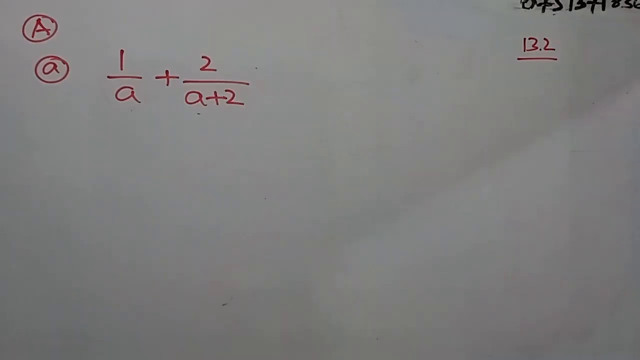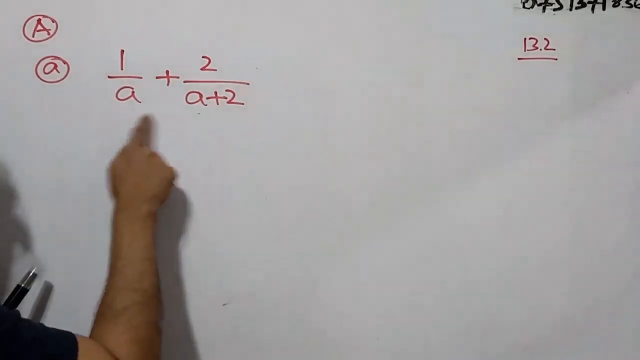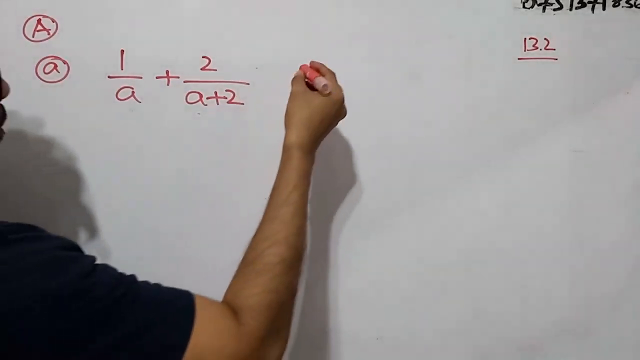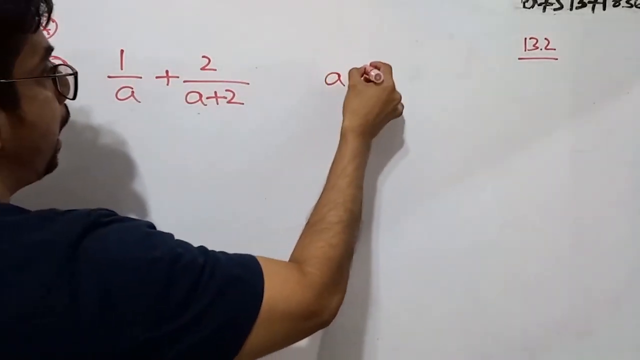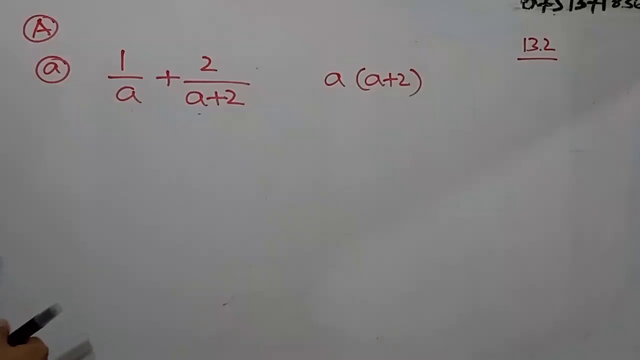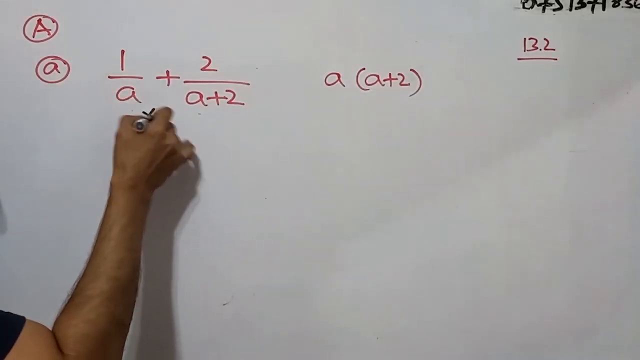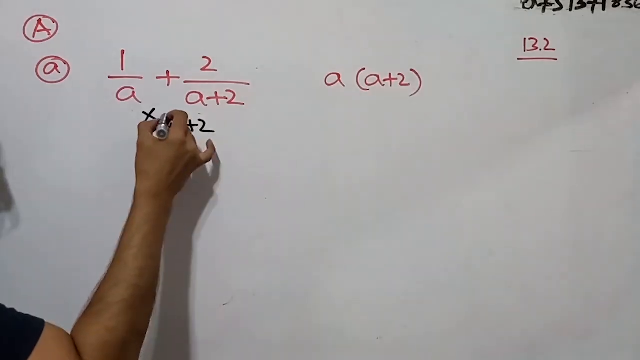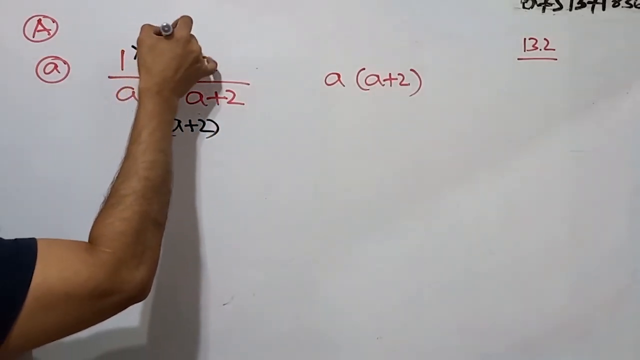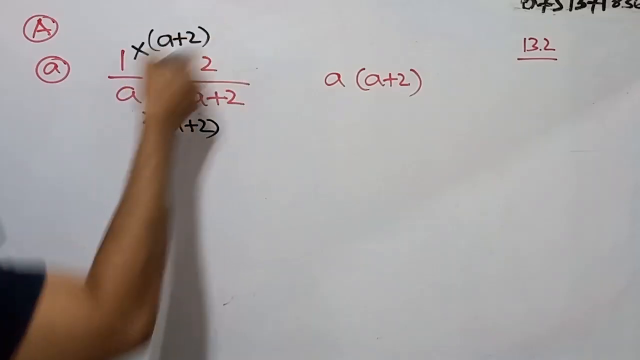Right. Exercise 13.2. What do we have? Simplify the following algebraic expressions. So here we have two algebraic expressions, different denominators. So what will be the least common denominator? a into a plus 2. So we have to multiply this term by a plus 2. So we need to do the same thing to the number 1 as well. So 1 into a plus 2.